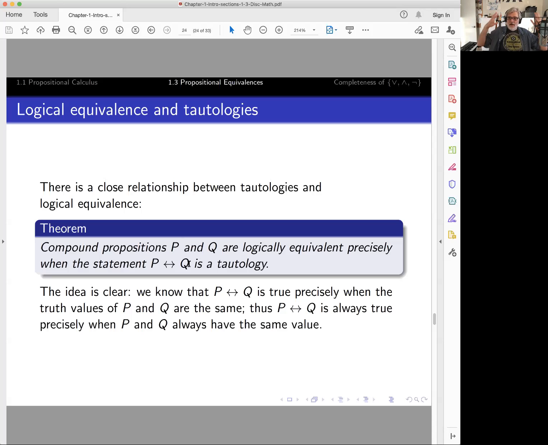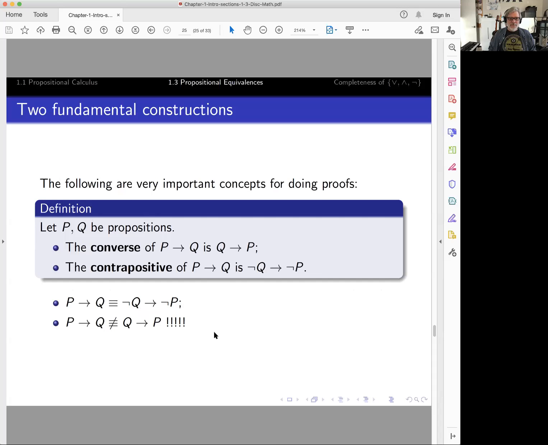Hopefully my waving hands like this and talking is sufficient for you to understand. Yes, okay. All right. So that's the connection between tautologies and logical equivalence. This is important. A lot of stupid things that you read on the internet have to do with people having trouble with these two things. That's another story.